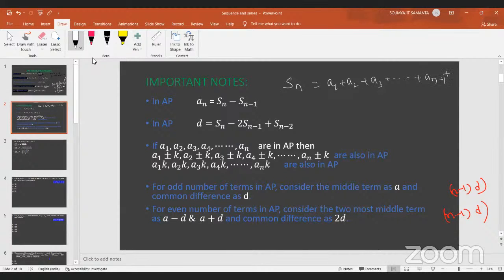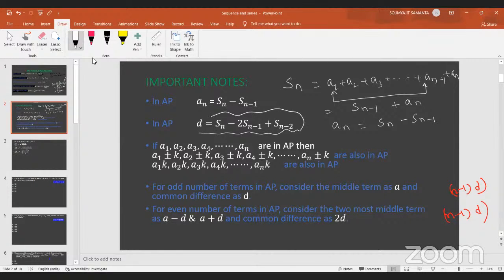Let me introduce another term. Now, if we just sum up these terms, a1 plus a2 plus a3 plus dot dot a of (n minus 1), this will become S of (n minus 1), and then keep an as it is. So we finally get an is nothing but the sum of n terms minus the sum of (n minus 1) terms. The same way we can derive this formula also. This is very important again.